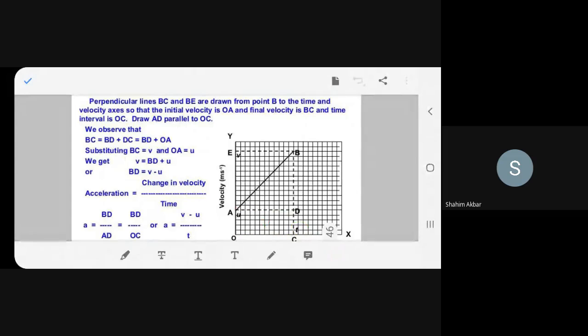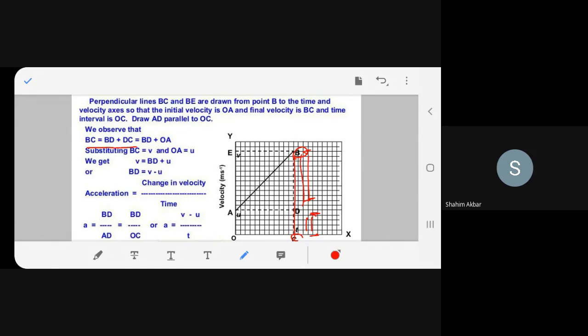So what I've got now? Now we see that BC. What is BC? This one and this one. So this line. So BC is equal to BD plus DC. Yes or no? Yes, ma'am. BC is equal to BD plus DC. Yes, you see, one by one we are doing. So all of us agree? BC is equal to BD plus DC, right?